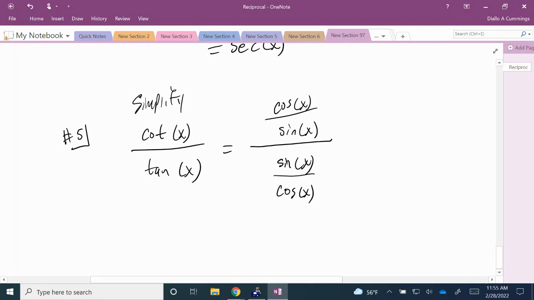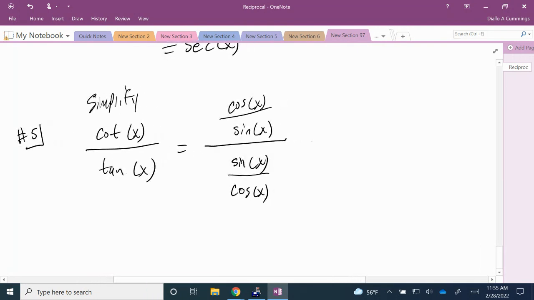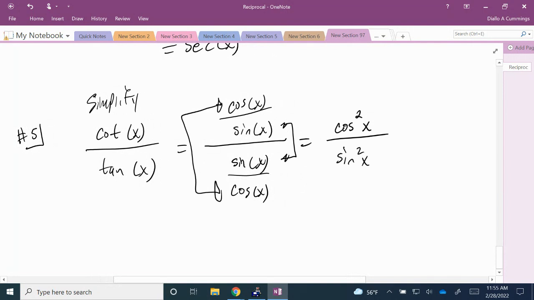And now I'm going to use that formula that we talked about earlier. Right, I'm going to multiply the very top and the very bottom. So cosine x times cosine x is cosine squared x. And I'm going to multiply the bottom of the top and the top of the bottom. So sine x times sine x is sine squared x. And we have everything written in terms of cosine and sine. Right, so this is our solution.